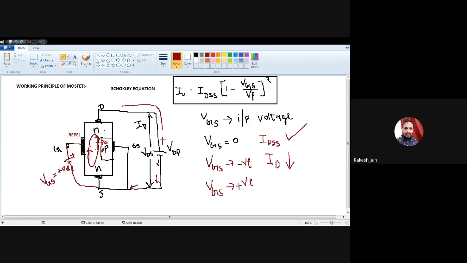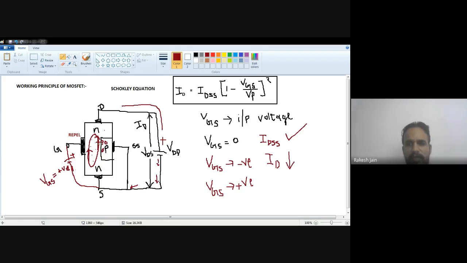So now, sorry for the interruption. VGS is now positive. So what will happen? Because VGS is positive, we know the majority carriers, the electrons, are negative, and they get attracted towards the positive side. But due to the silicon dioxide layer, they are not able to cross this boundary, so they get accumulated here.